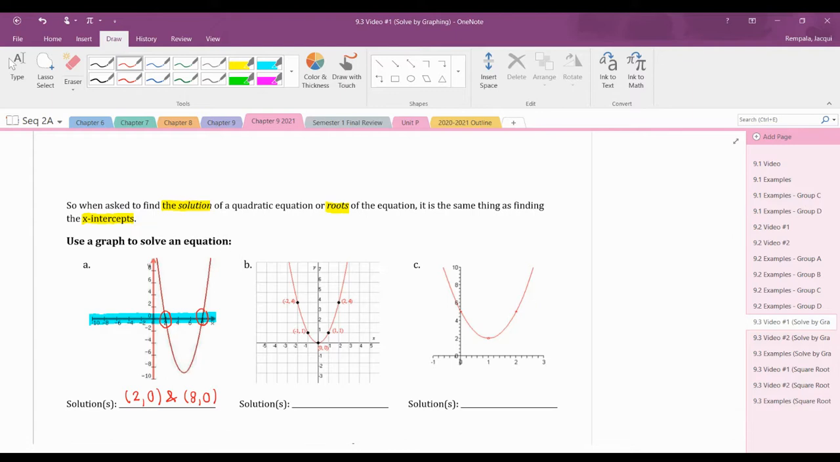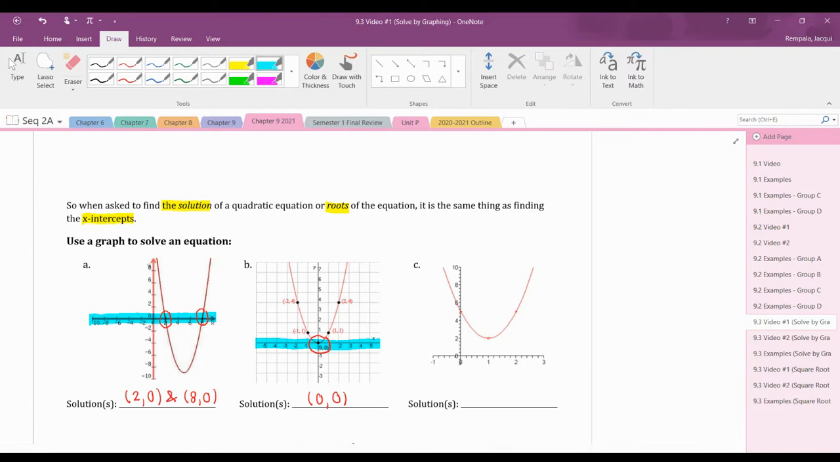If we look at the picture in B, notice how once again we need to focus on the solutions, which means how many times does the parabola touch the x-axis? Notice that in this picture, it touches it once. So that means that we will only have one ordered pair to write for a solution. Notice that this happens to hit at the origin, which is the ordered pair 0, 0. So that's my one and only solution.